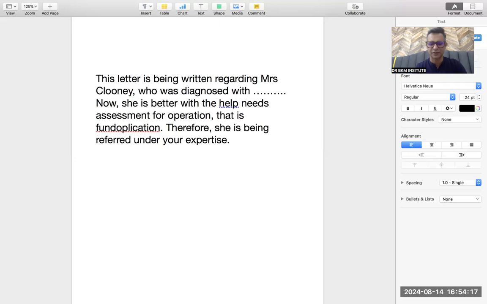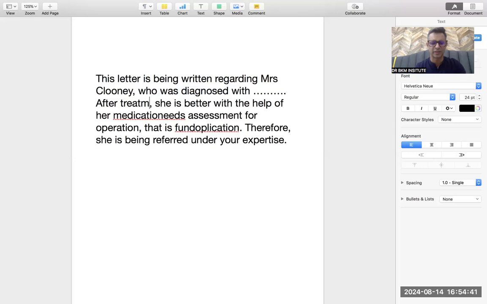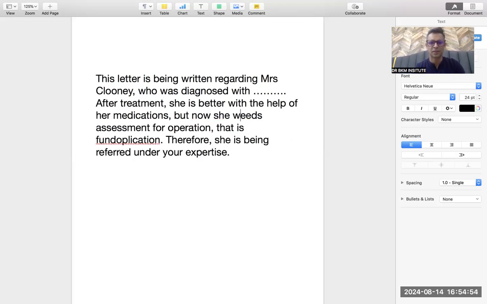This is my way: in the first paragraph only, I would like to make the examiner feel that my grammar is good, my purpose of writing is clear. That means I know about letters, and that I can do it right from the first paragraph. I'm showing the grammar with past tense, that means in the past the main problem was this. Now she is better, or we can say after treatment she is better. That is the progress. She's better with the help of medications. But now she wants to stop her medication. Now she wants to stop her therapy.